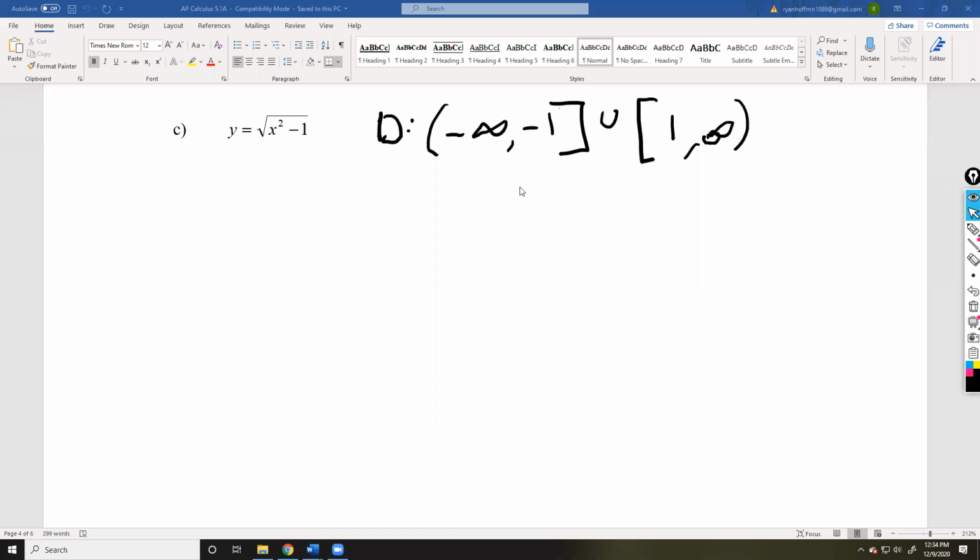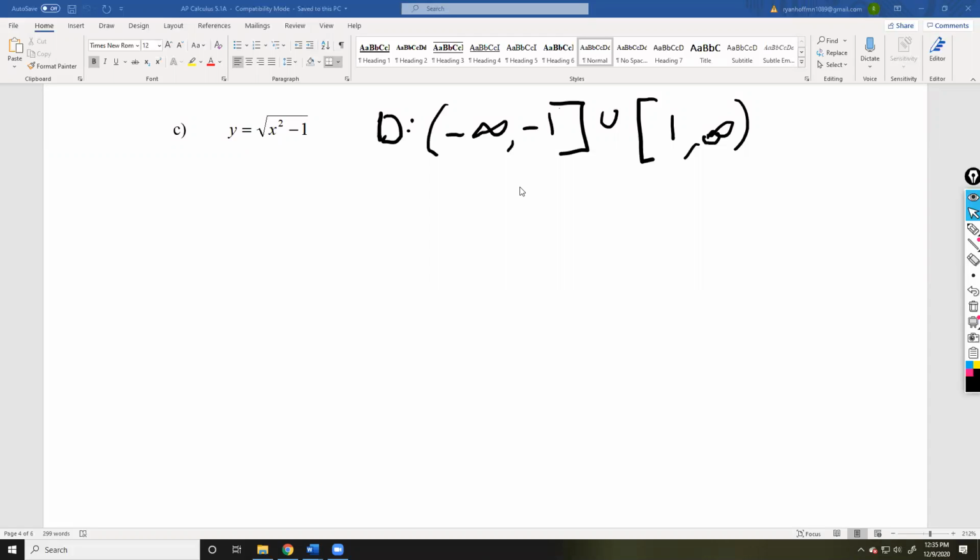Just to make sure we're all on the same page here, the reason that domain is what it is is because what we can't get is square root of negative numbers. And so the thing that's going to cause us to have square root of negative numbers is if this number here is too small, so that when we subtract 1, we get a negative number. So if the thing that we square, when we square it, we get something less than 1, then when I subtract 1, I'm going to get negative 1.